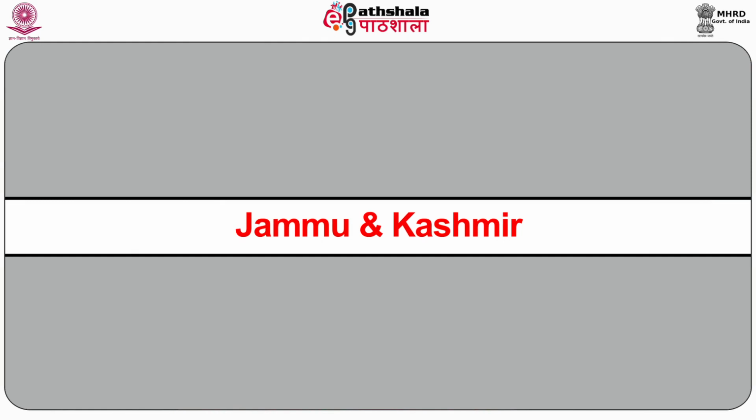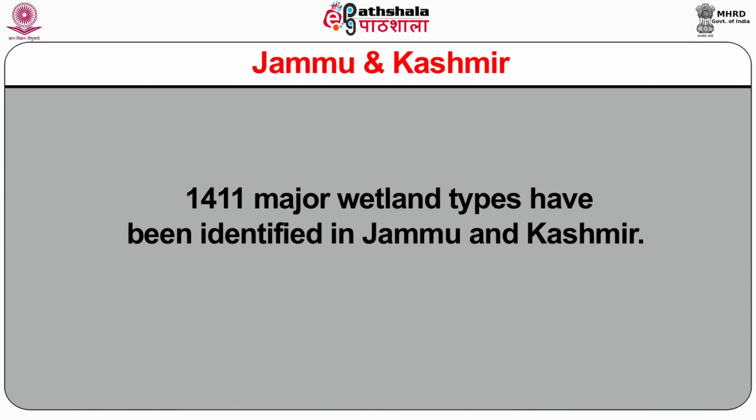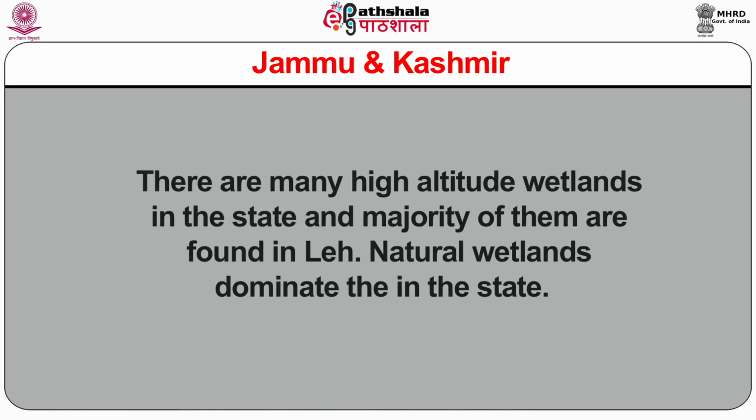Jammu and Kashmir. 1,411 major wetland types have been identified in Jammu and Kashmir. There are many high altitude wetlands in the state and the majority of them are found in Leh. Natural wetlands dominate in the state. Jammu and Kashmir has a large number of wetlands which are both snow-fed and rain-fed.